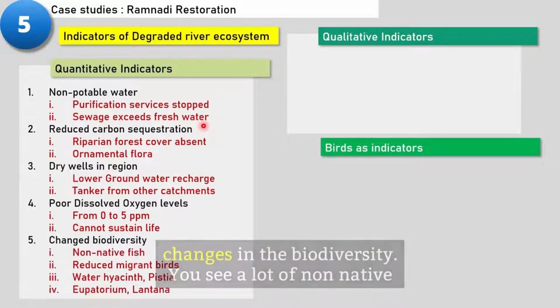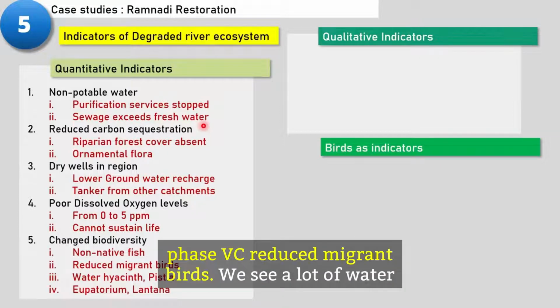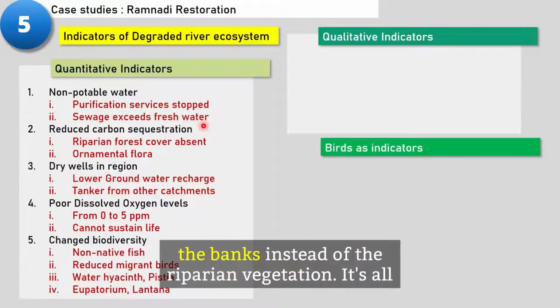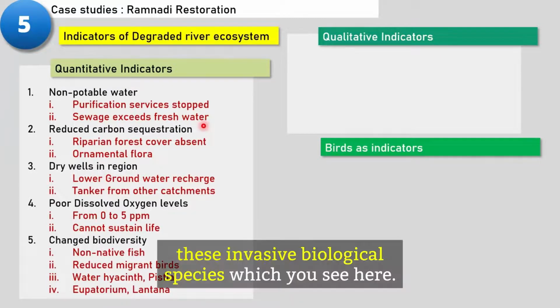And then the changes in the biodiversity. You see a lot of non-native fish. We see reduced migrant birds. We see a lot of water hyacinth and pistia. We see eupatorium and lantana on the banks instead of the riparian vegetation. It's all these invasive biological species which you see here.